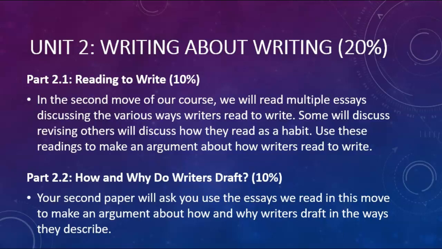Part 2.1, Reading to Write, contains multiple essays discussing the various ways writers read to write. Some will discuss revising, and others will discuss how writers read as a habit. You'll use these essays to make an argument about how writers read to write. And then Part 2.2, How and Why Writers Draft. In the second paper, you'll use the essays we read in 2.2 to make an argument about how and why writers draft in the ways that they describe.